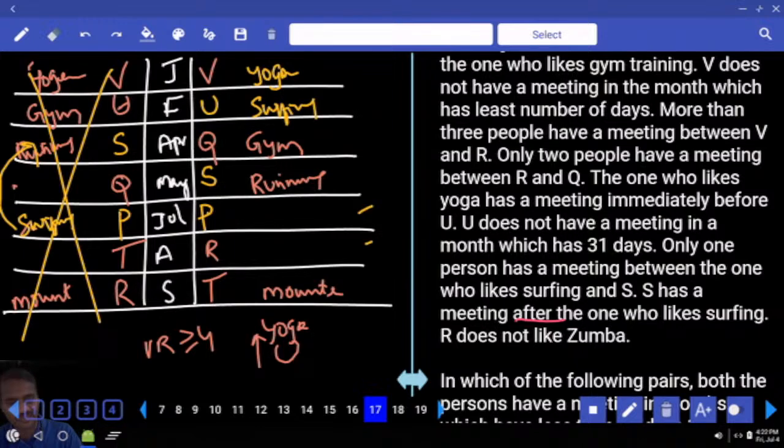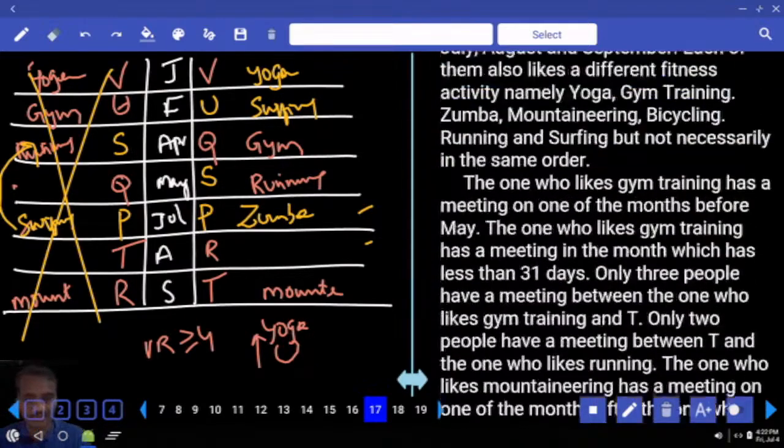And surfing R does not like Zumba. Then who likes Zumba? P likes Zumba. Now if P likes Zumba, then what else is left over?